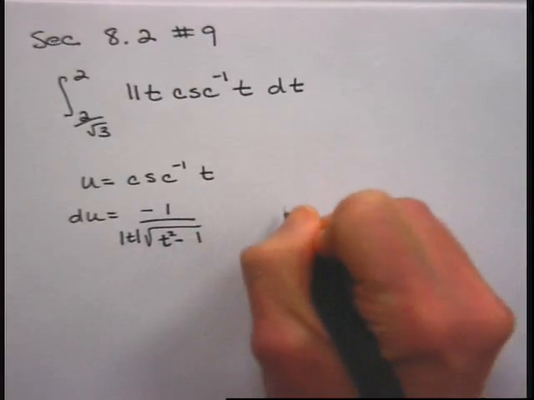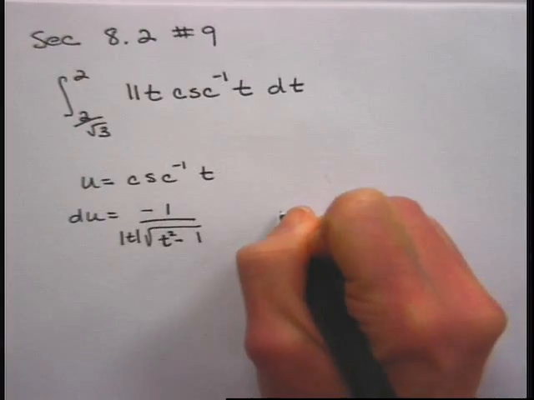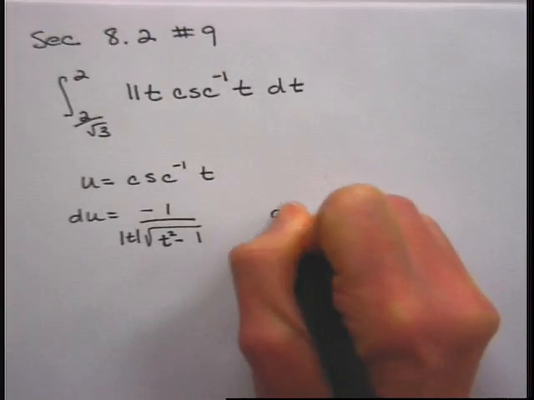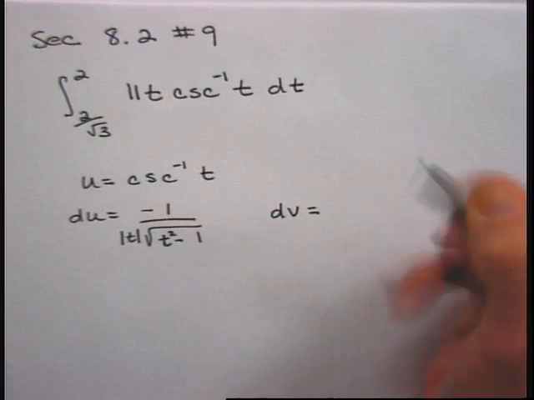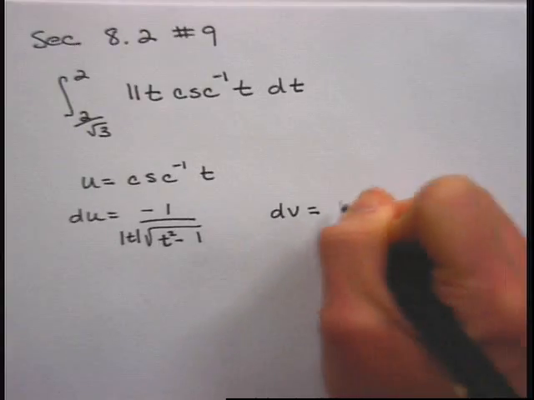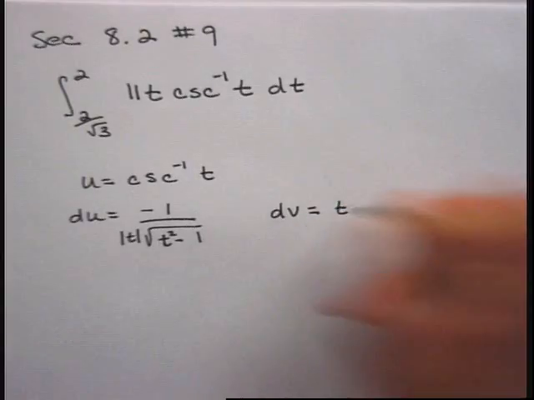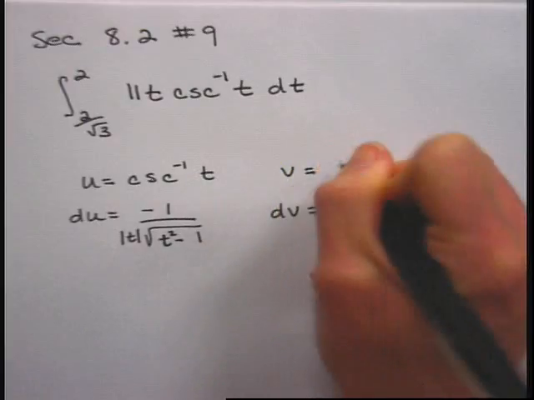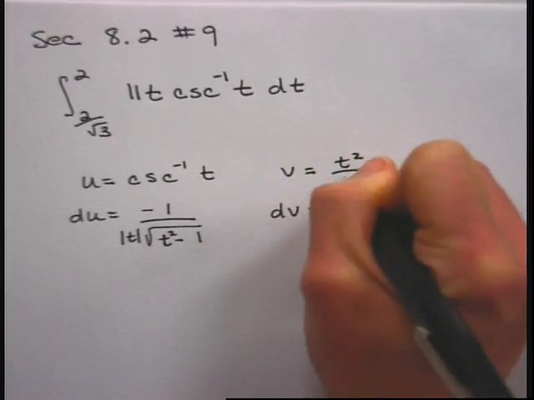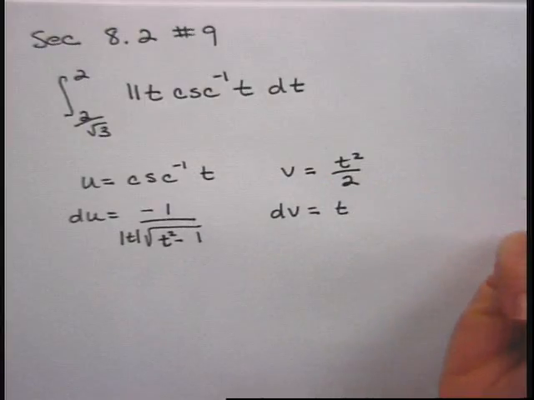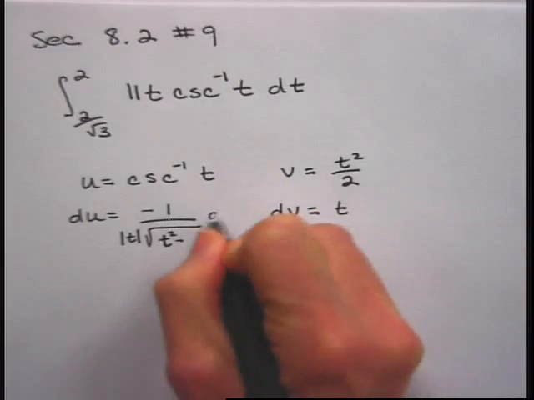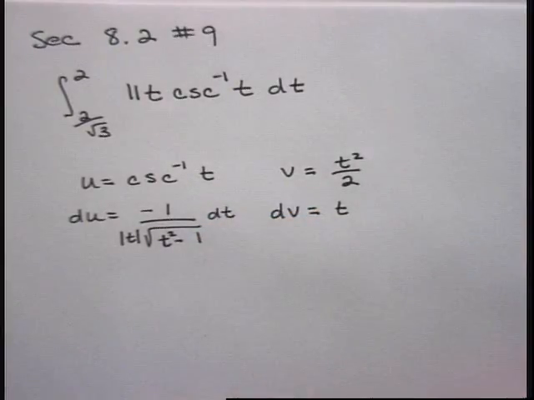Now if dv is equal to t dt, then v is equal to t squared over 2. All right, this is going to work.